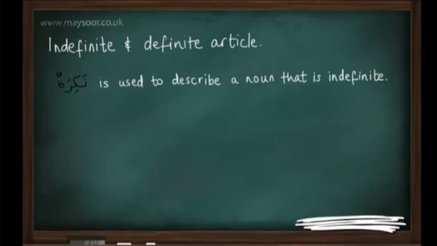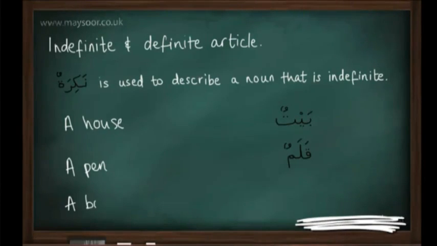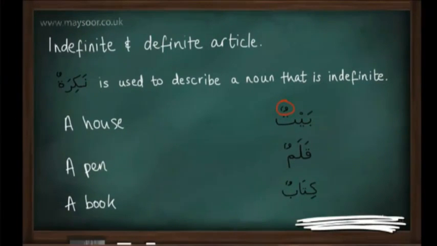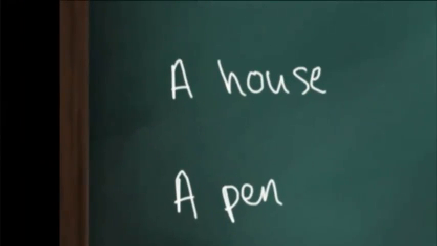Nakiratun is used to describe a noun that is indefinite. For example, if we wanted to say a house, it is pronounced Beytun. If we wanted to say a pen, it is pronounced Qalamun. If we wanted to say a book, it is pronounced Kitabun. Now, the un sound at the end of the word is known as tanween and renders the word indefinite. It corresponds to the English indefinite article a or an.